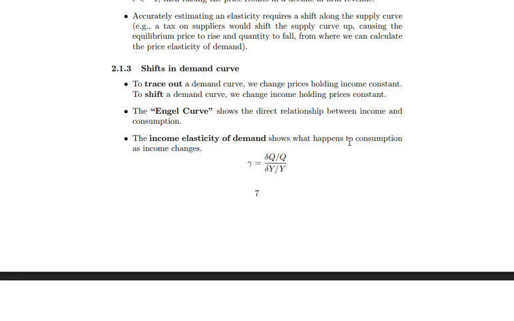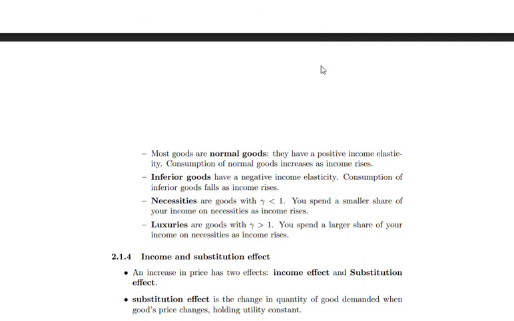That means your income now, for example, is 24. Then what if your income rose to 32? How much of the item would you buy if your income changes? So the income elasticity of demand shows what happens to consumption as income changes.